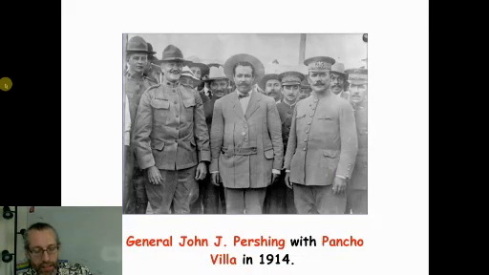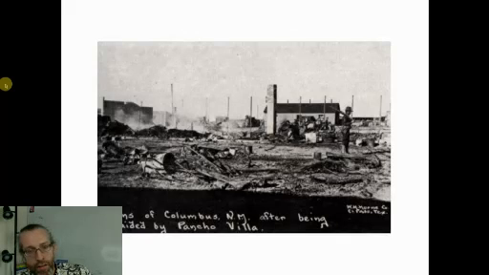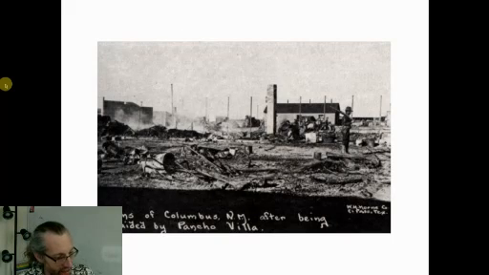Pancho Villa, in fact, is so mad. Here he is before he's mad at us. Here he's friends with General John Pershing. Villa then leads an attack into the United States on American soil. In 1916, the town of Columbus, New Mexico, is attacked. Some 80 people are killed. It was a big mess. They burned half the city to the ground.